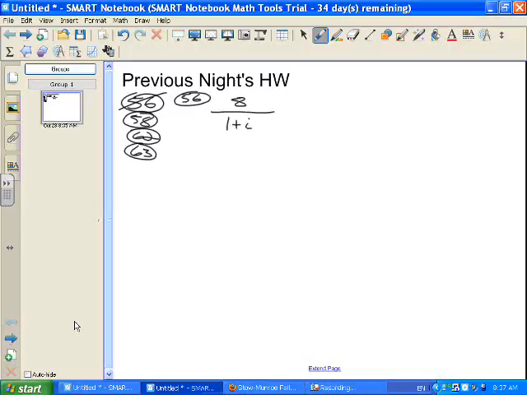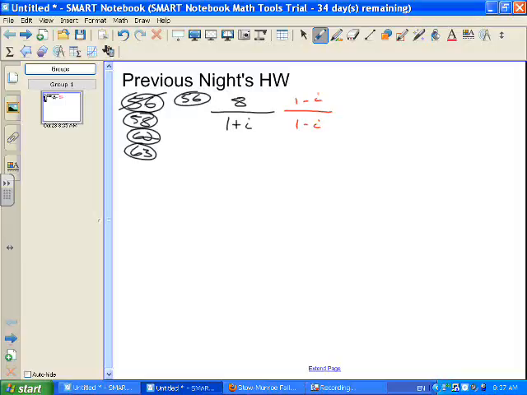In the denominator here, I can't have that. But it's not just an i by itself, it's a 1 plus i. So that one's one of the ones that requires us to use a conjugate. So I have to multiply this one by what? 1 minus i. 1 minus i over 1 minus i.